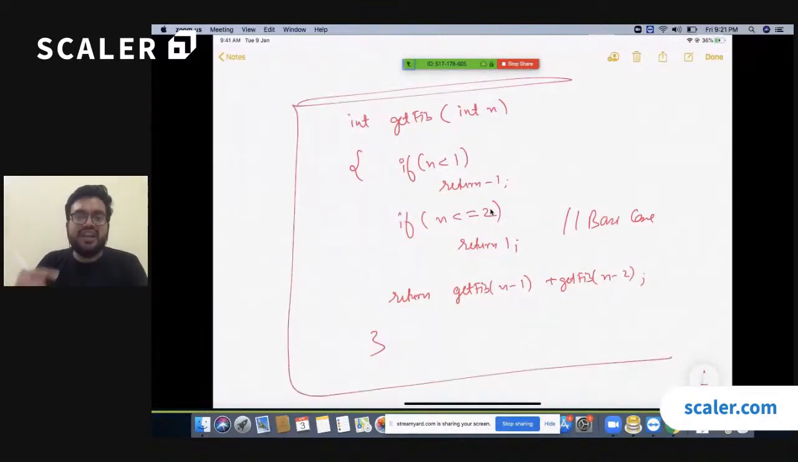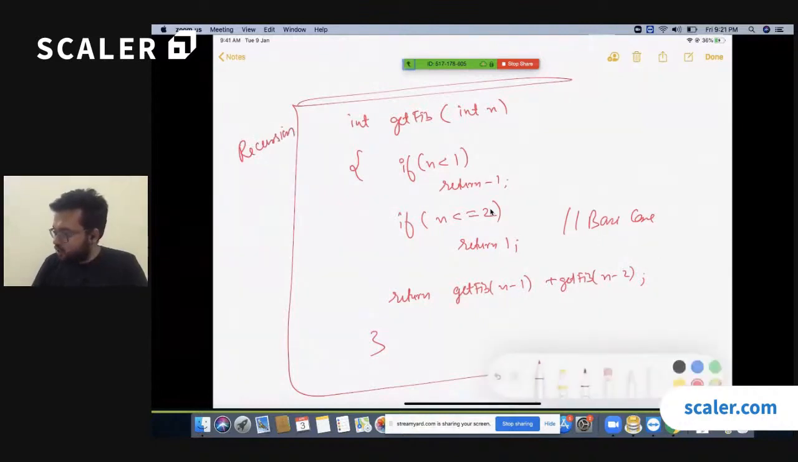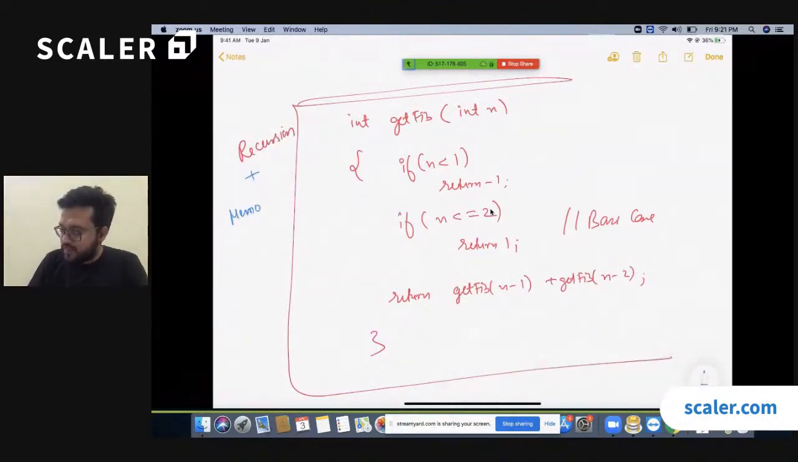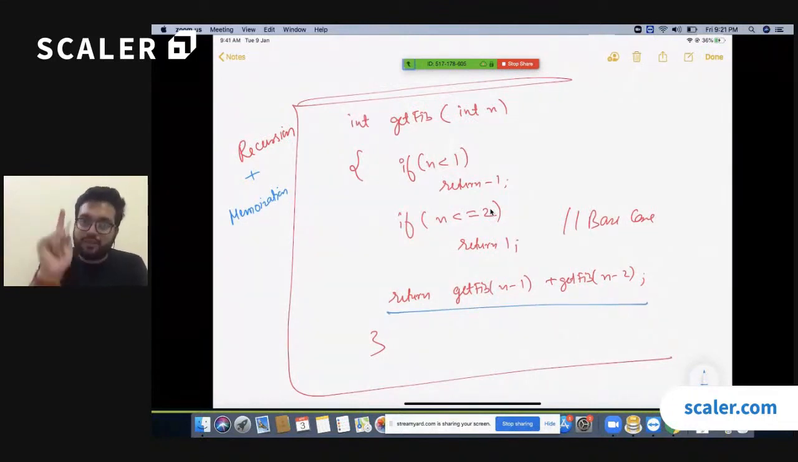But you see a lot of recomputations are happening here. So what do you do? You just add memoization. This is plain recursion. In plain recursion, you just add something which is called, let's say, memoization. Just because you see a lot of states being recomputed again and again. So rather than recomputing them, let's actually store them and only compute them exactly once.